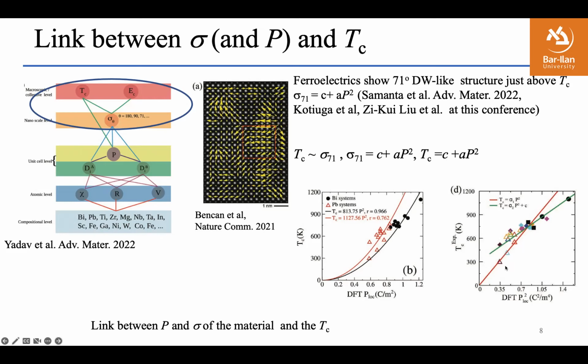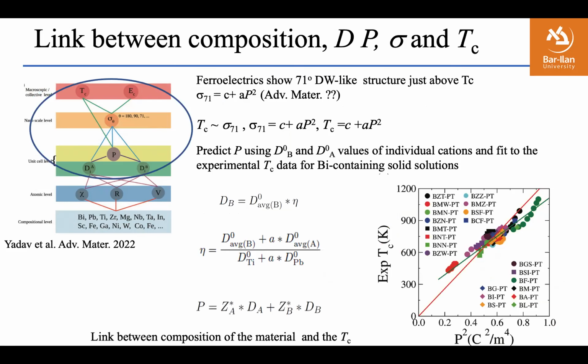And you can see it better on this plot, where P squared from DFT is on the x-axis and experimental TC is on the y-axis. Here is a fit to the P squared straight line, and you can see that it crosses some points, but most points are really not fitting very well at all. And C plus AP squared does look quite a bit better, except for a few outliers. So again, the domain wall energy tells us how TC is going to behave in these solid solutions as a function of polarization.